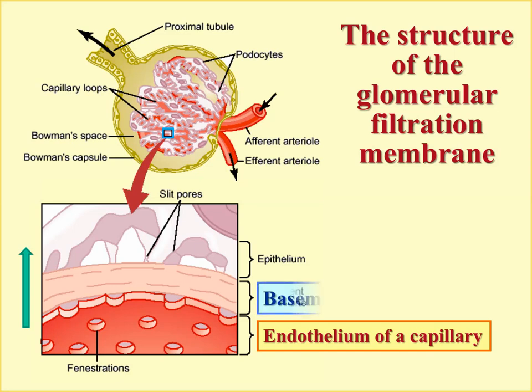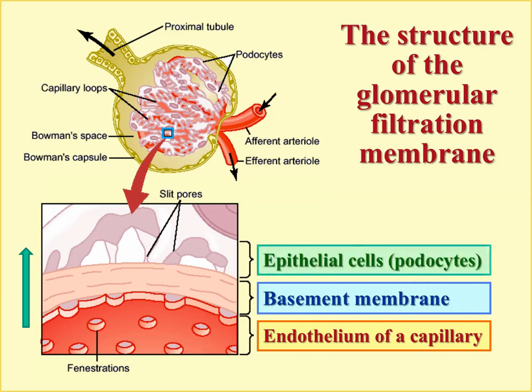Then the next layer is the basement membrane. The basement membrane also has large enough pores, but they are the smallest among all the layers of the filtration membrane. And then finally epithelial cells, which are podocytes. When we make a cross-section, we may not see full cells, and just pieces of podocytes sometimes occur in the cross-section. But between the podocytes' legs, between their processes, slit pores are the widest among all the layers of the filtration membrane.